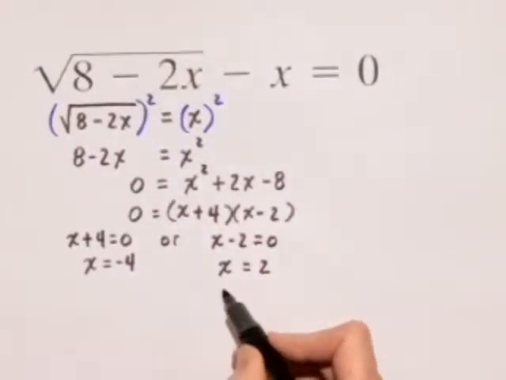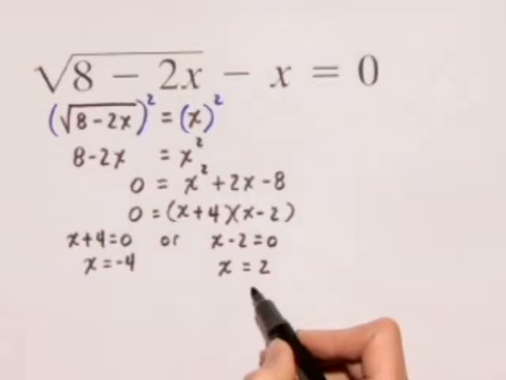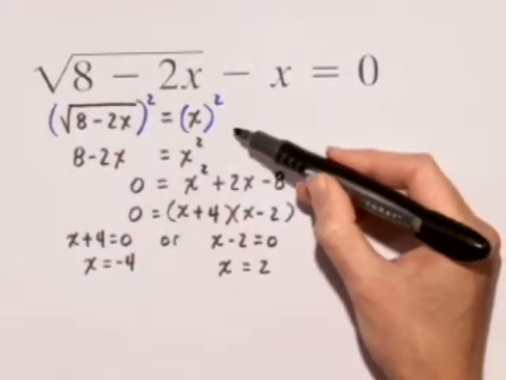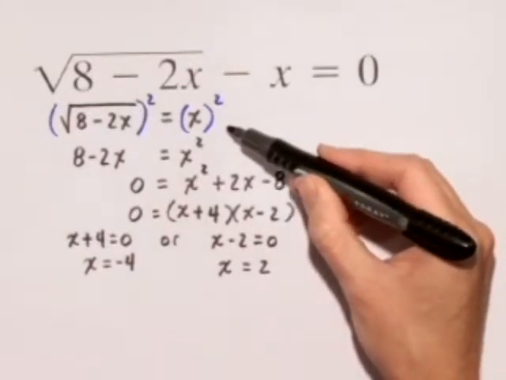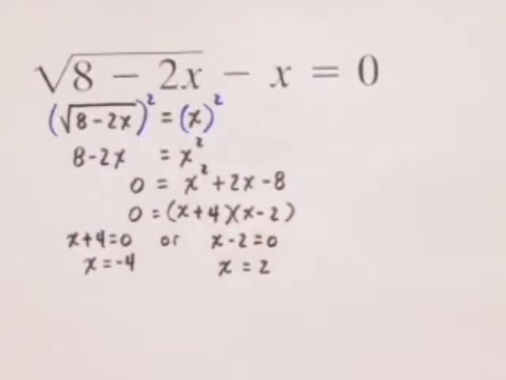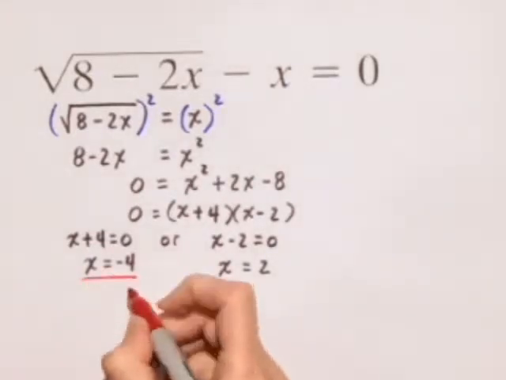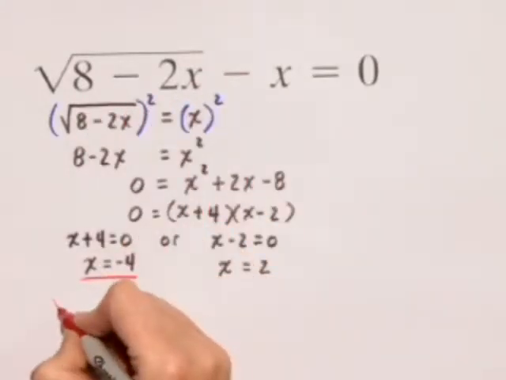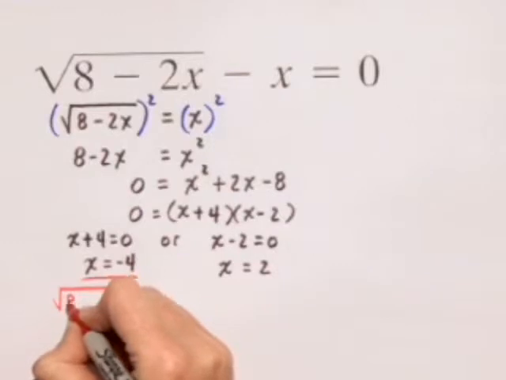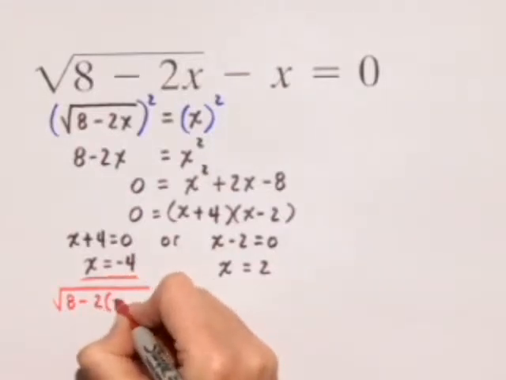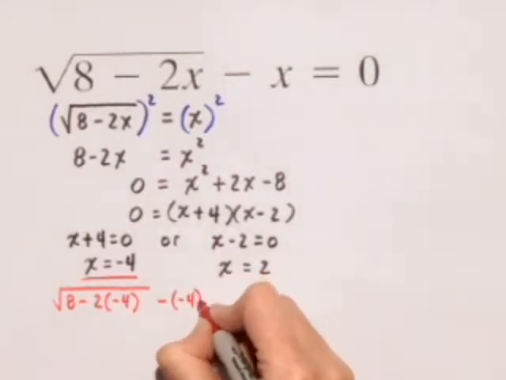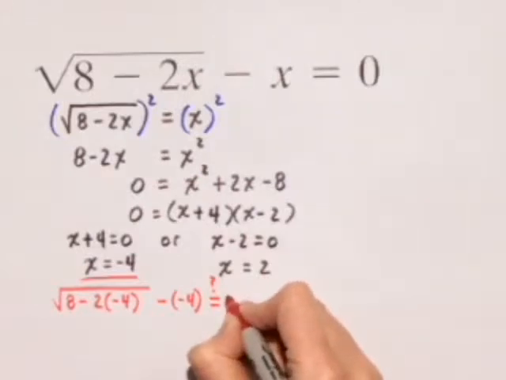Now remember, these are both potential solutions. I need to check both solutions in the original equation because it's possible to get an extraneous solution when you raise both sides of an equation to an even power. So anytime you raise both sides of an equation to an even power, you need to check your solutions. First, let's check x is equal to negative 4, and we'll substitute that into our original equation. And we have the square root of 8 minus 2 times x, which is negative 4, minus x, which is negative 4. The question is that equal to 0?